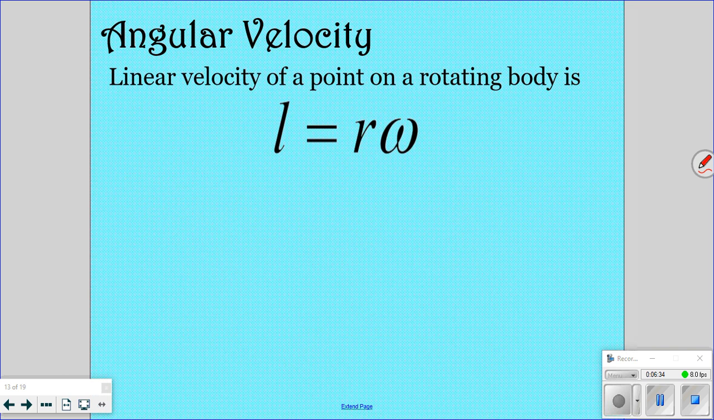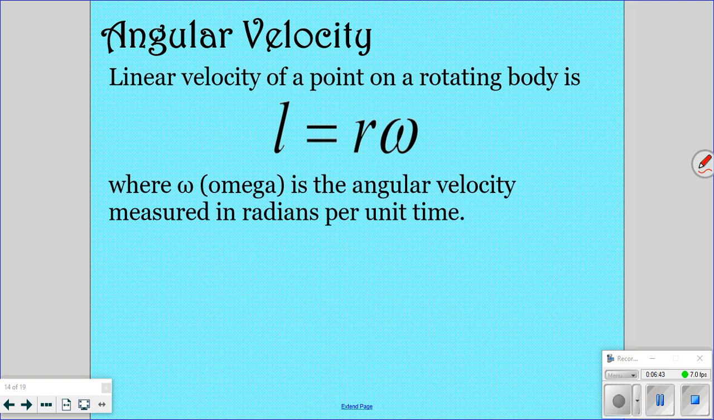The formula you're going to want to use for finding linear velocity on a rotating body is L equals R omega. So omega is that last variable. It's angular velocity. The L is your linear velocity. The R is the radius of the circle that's rotating. Your omega is always measured in radians per time.